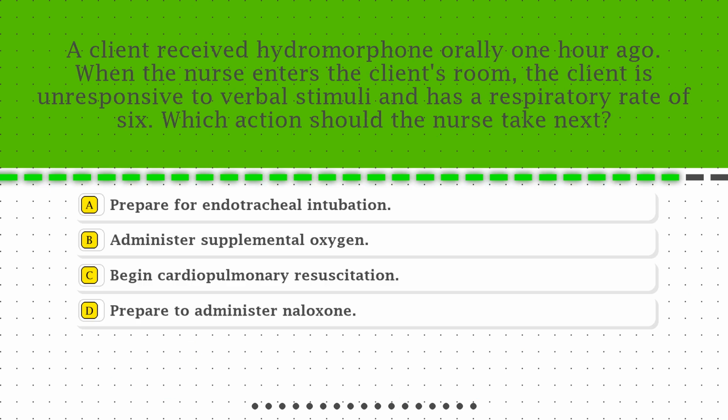Question 14. A client received hydromorphone orally 1 hour ago. When the nurse enters the client's room, the client is unresponsive to verbal stimuli and has a respiratory rate of 6. Which action should the nurse take next? Option A. Prepare for endotracheal intubation. Option B. Administer supplemental oxygen. Option C. Begin cardiopulmonary resuscitation. Option D. Prepare to administer naloxone.